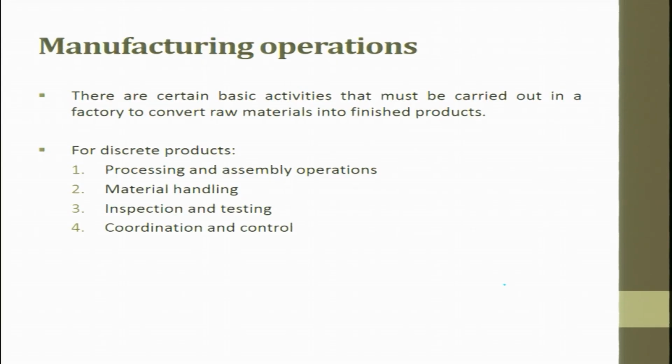So, when we talk about manufacturing operations, there are certain basic activities that must be carried out in a factory to convert a raw material into a finished product. Okay. So, for discrete part products, the processing and assembly operations are part of operations carried out. Material handling is one, inspection and testing is one, and the last one is coordination and control. So, these are very important for discrete part manufacturing, and in all our discussions we are more focused towards discrete product manufacturing. So, the manufacturing operation is nothing but basic activities that must be carried out in a factory to convert raw material into a finished product.